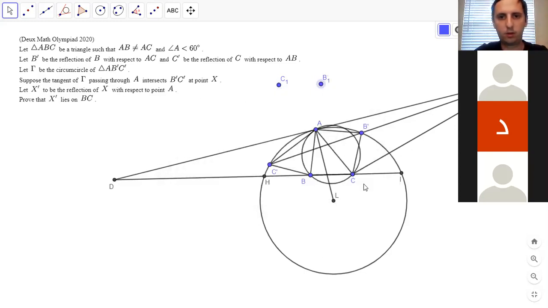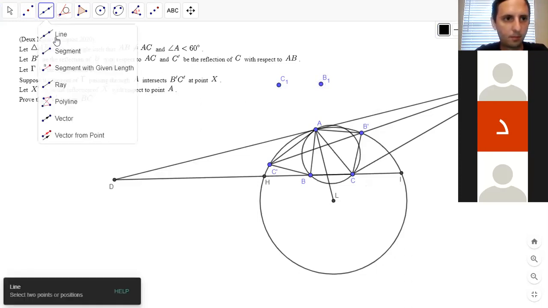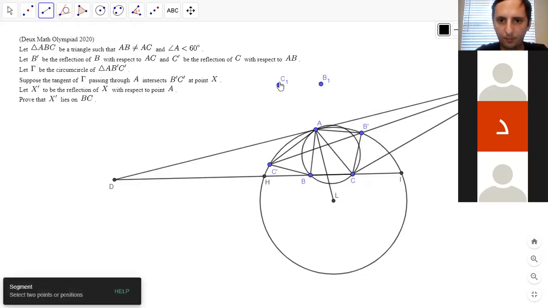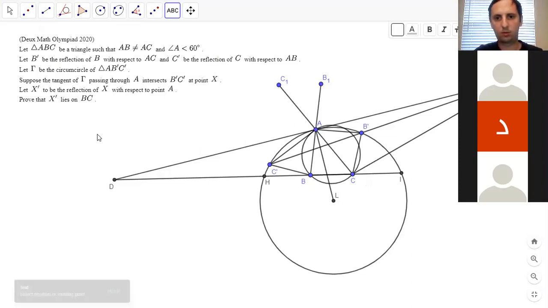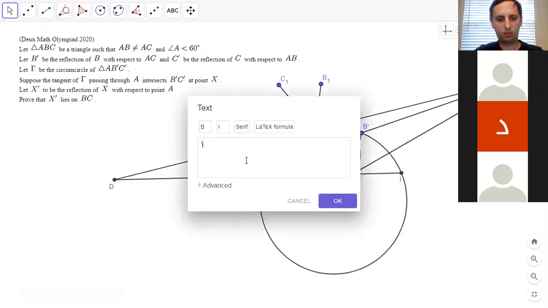Okay, so if XA is the tangent, then XB' over XC' is equal to AB' squared over AC' squared. So XB' over XC' is equal to AB' over AC' squared.